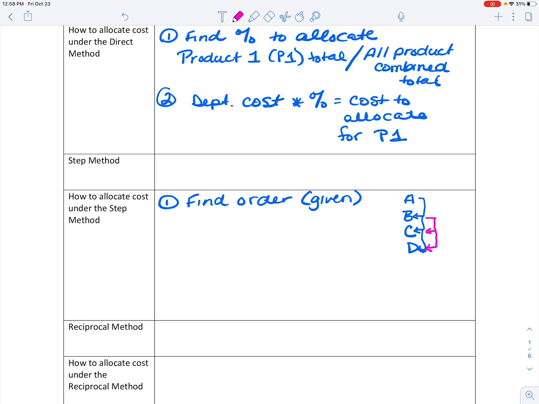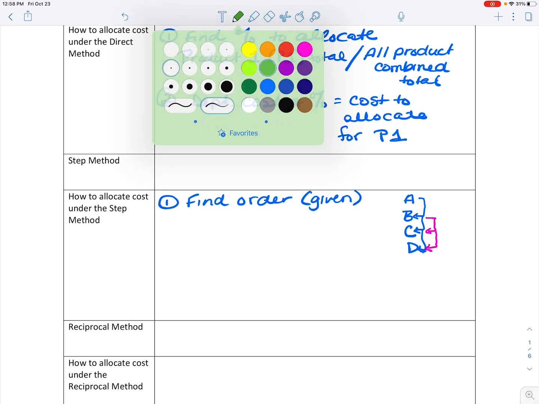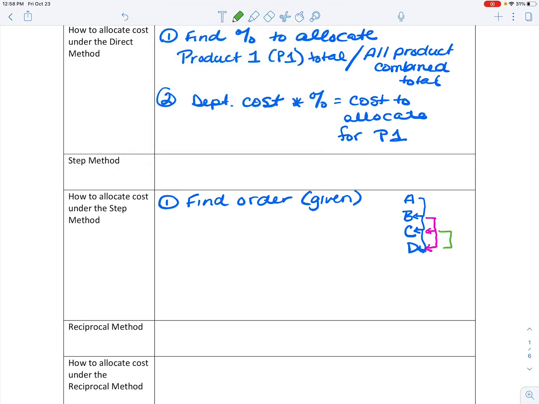So as you can see, even though B might have some costs that go back to A, those are not going to be allocated back to A. They can only move forward in the process. Hence the name step. Because as you can see, it's kind of forming some steps here at how we allocate those costs.